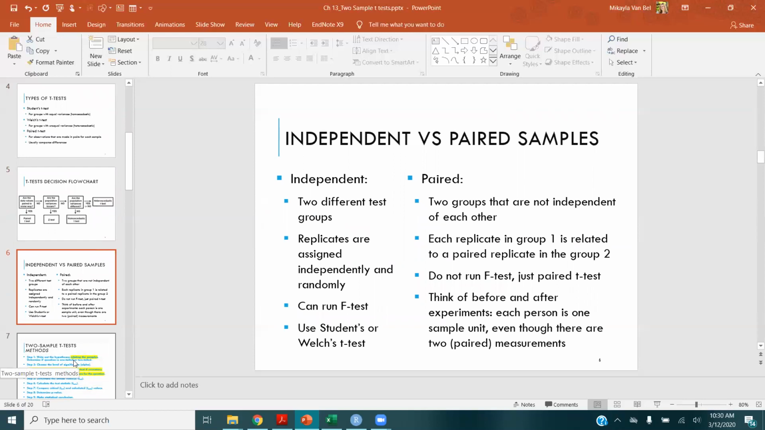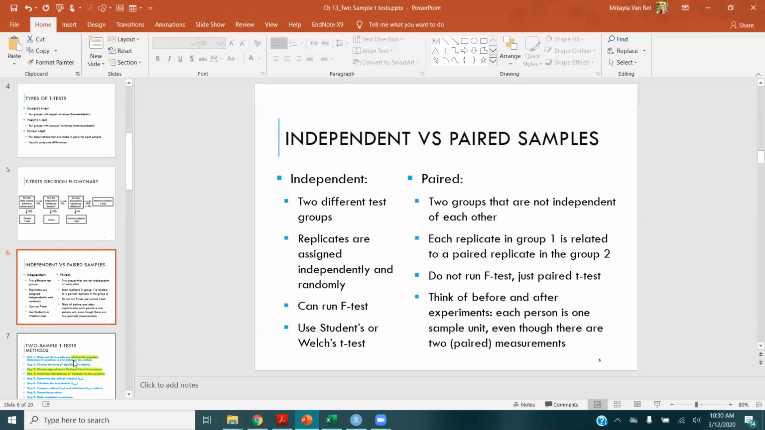The difference between independent and paired samples is somewhat confusing at times, but hopefully through this lecture and through the examples we do together, it will become more clear. Independent samples test two different test groups. The replicates in each group are assigned independently from each other and randomly. With independent samples, we must run the f-test to determine if we will be using a student's or Welch's t-test.